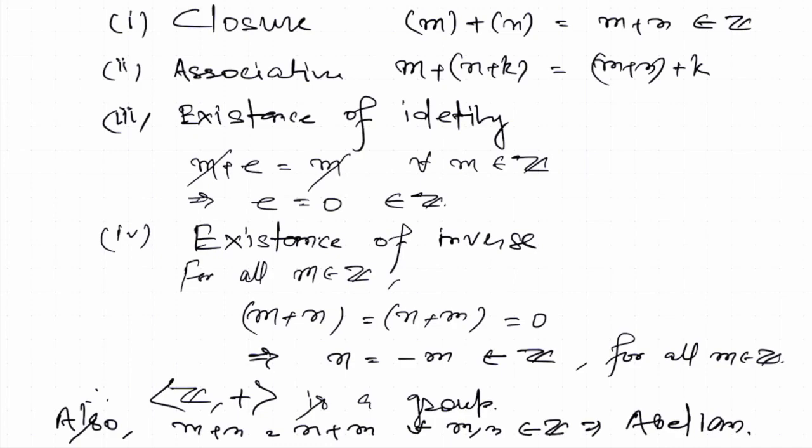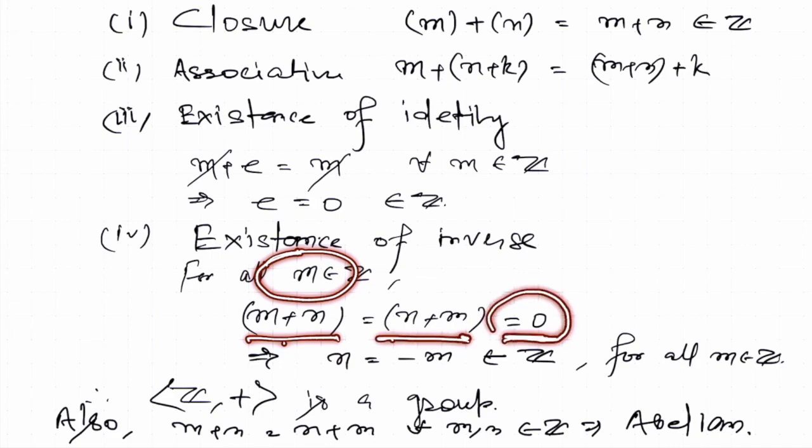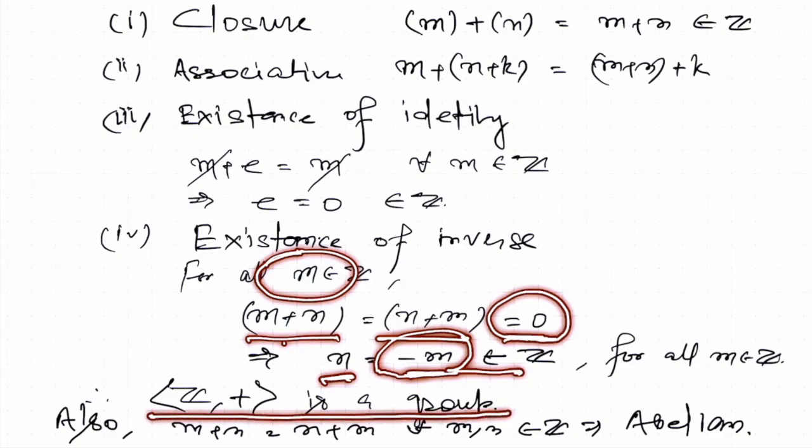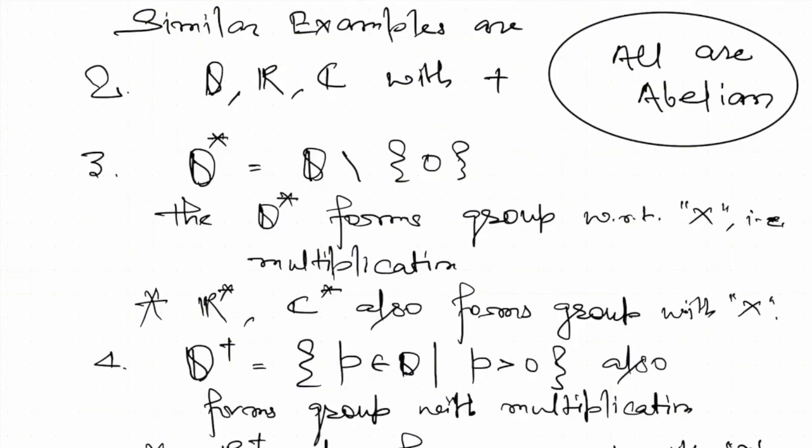Existence of inverse: if you take any m, suppose n is its inverse, then m plus n and n plus m should be the identity of the group, which is 0, and n turns out to be minus m. Since for any integer m, minus m belongs to the integers, the inverse exists. In this way, we have shown that Z with plus is a group. Also note that m plus n and n plus m are basically the same, so the group is actually abelian. Z, the integers, is not the only set of numbers which forms a group.